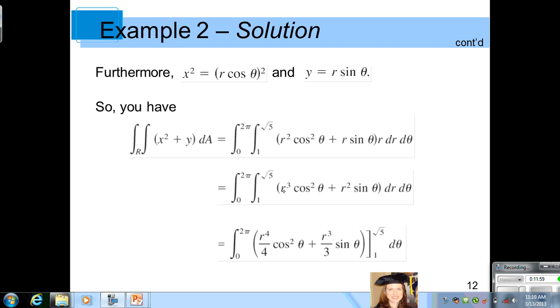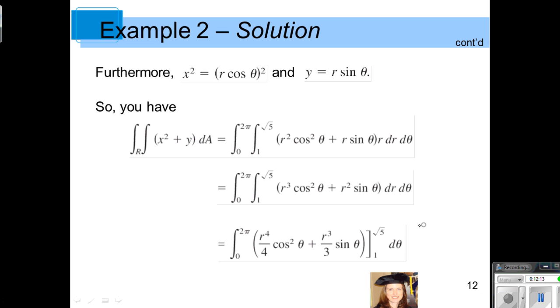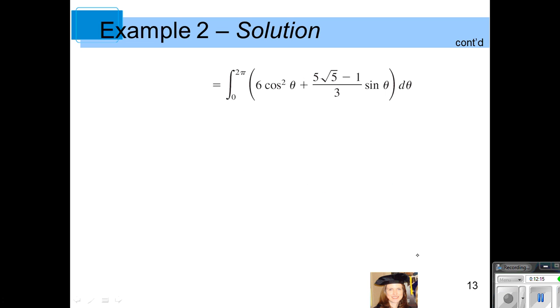So now you can integrate r cubed to get r to the 4th over 4 and integrate r squared to get r cubed over 3. You evaluate r at square root of 5 and then evaluate r at 1 and simplify the result to get it to a single definite integral. When you get it to a single definite integral and simplify, you get this integral.